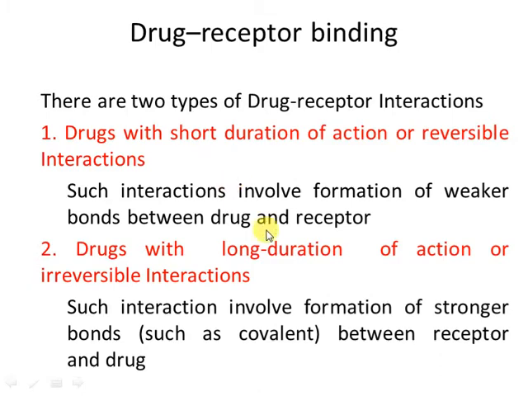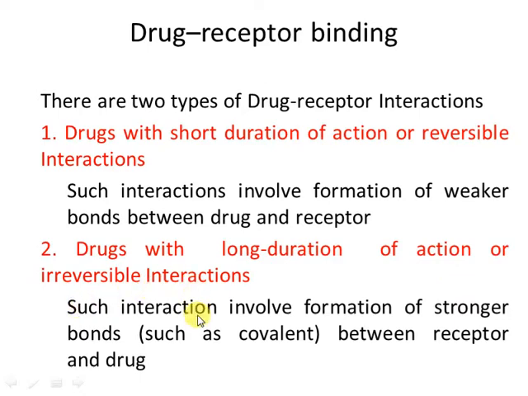So normally such type of interactions result in the formation of a weaker bond, right? So when the drug binds with the receptor through a weaker bond, such drugs have short duration of action and such interactions are reversible. But in case a drug binds with the receptor through a stronger bond, such as a covalent bond, then such drugs have longer duration of action and such interactions are irreversible.